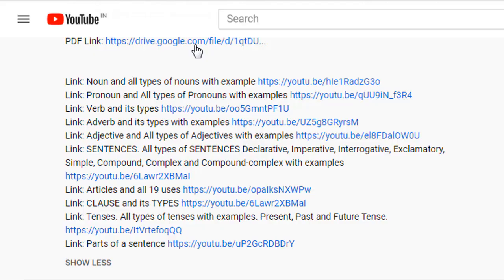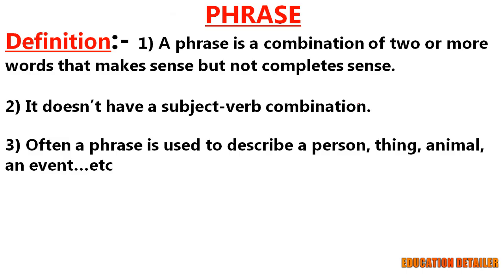So let's start with the definition. As I said in my previous videos also, the definition of something is very important because it gives us clarity, a common understanding that will never put you in trouble. Okay, so what is a phrase?